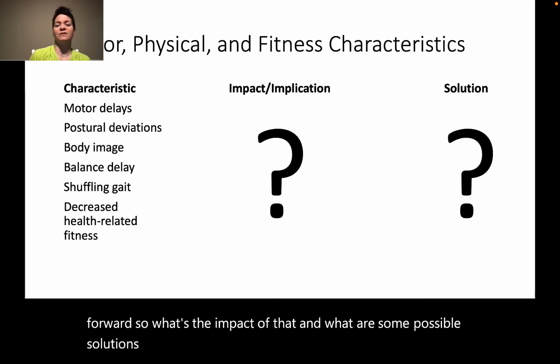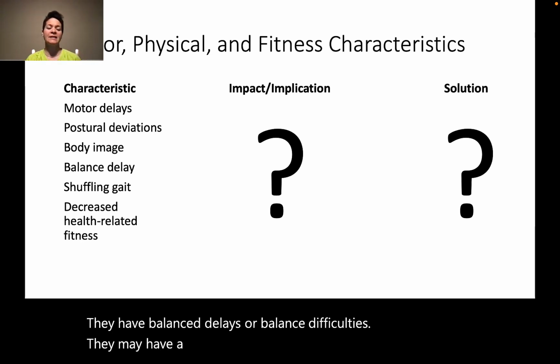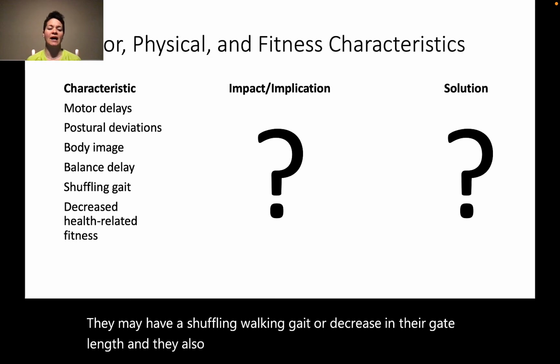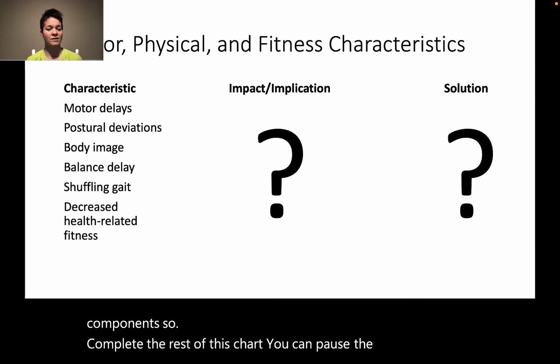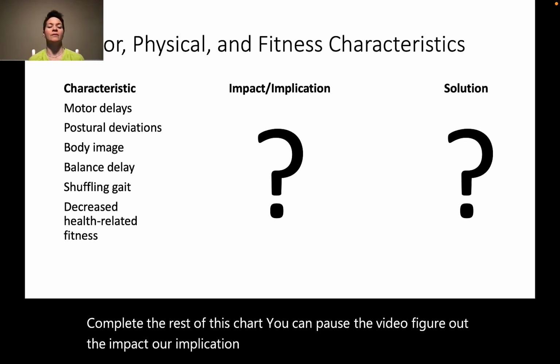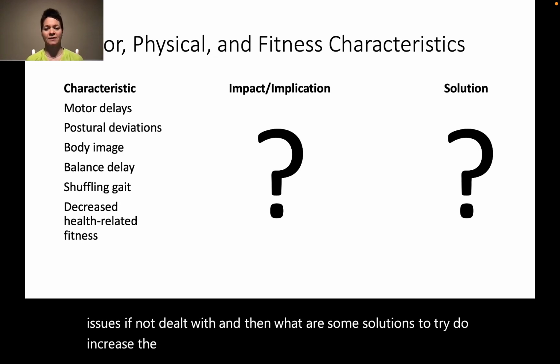They may have a distorted or lacking body image. They have balance delays or balance difficulties. They may have a shuffling walking gait or a decrease in their gait length. And they also have decreased health-related fitness components. So complete the rest of this chart. You can pause the video, figure out what's the impact or implication for the future that may provide additional issues if not dealt with, and then what are some solutions to try to reduce the delay or impact.